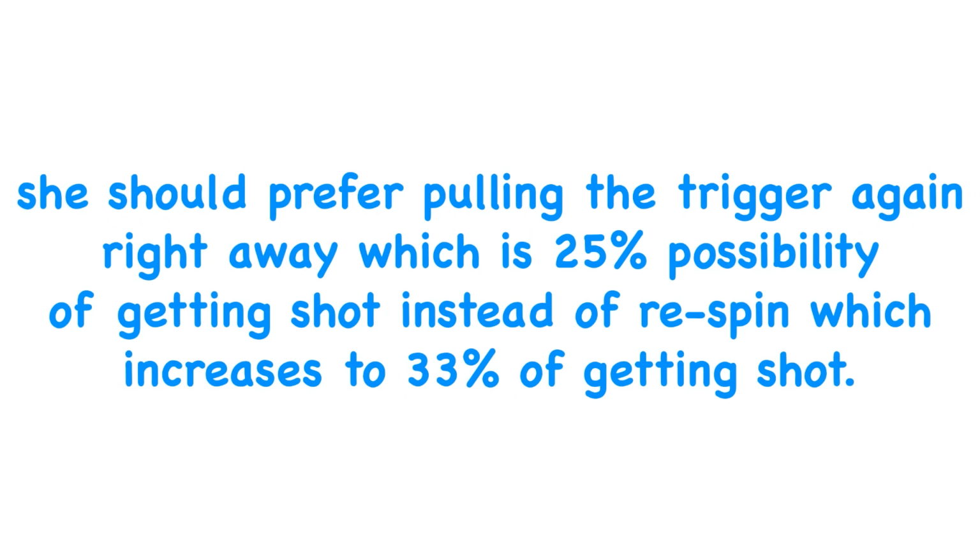So she should prefer pulling the trigger again right away, which is a 25% possibility of getting shot, instead of respin, which increases to 33% of getting shot. This is the solution for this puzzle.